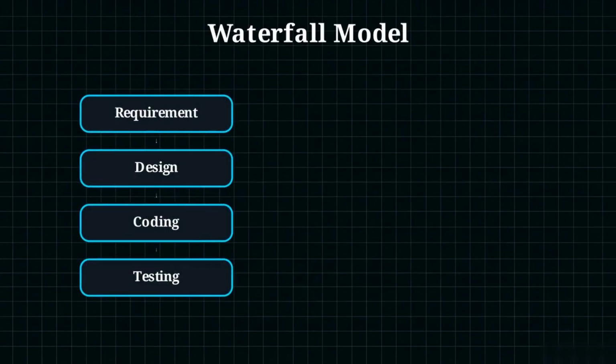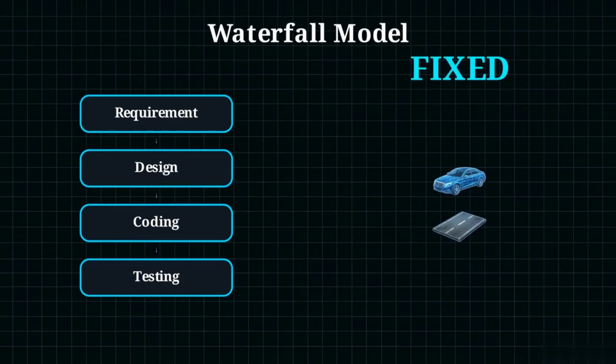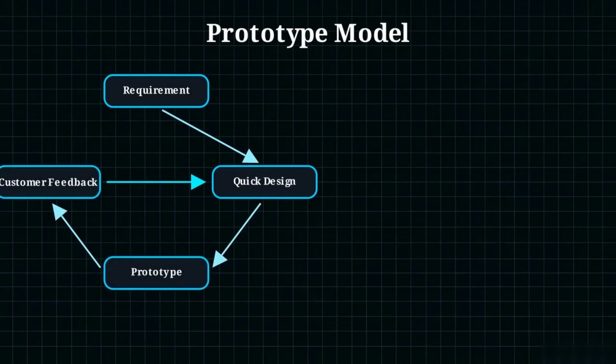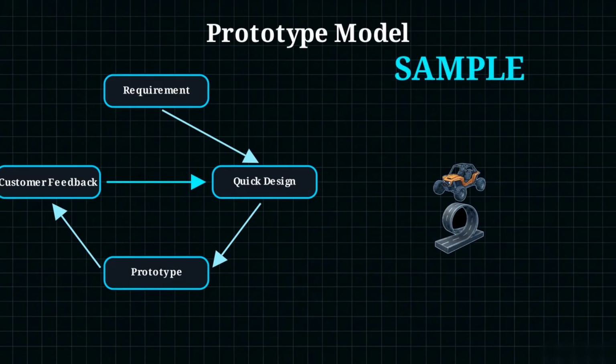Notice the linear, one-way path. This vehicle is for projects where the requirements are fixed from day one, like a payroll system or a library database. But if the customer is confused and doesn't know what they want, you cannot build the final product yet. You build a sample first to get their feedback. This is the prototype model.